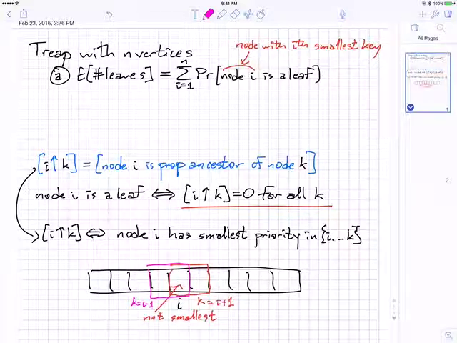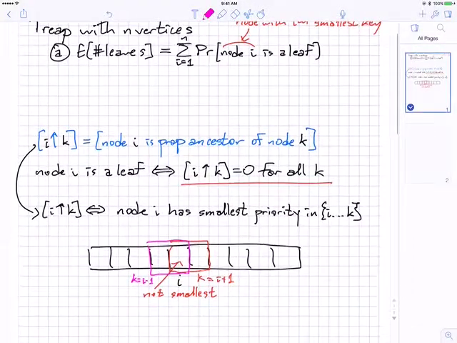If the priority of node I is bigger than the priority of node I plus 1, then node I can't have the smallest priority of any box going to the right because node I plus 1 is smaller. Similarly, an argument on the left. If this priority is bigger than the one immediately to the left, then this priority can't be the smallest in some box that goes off to the left because I minus 1 is going to be smaller.